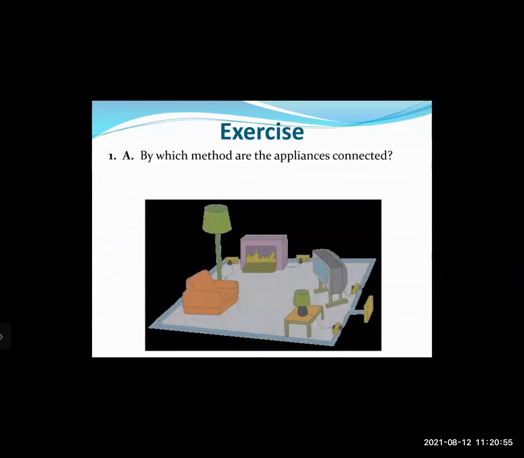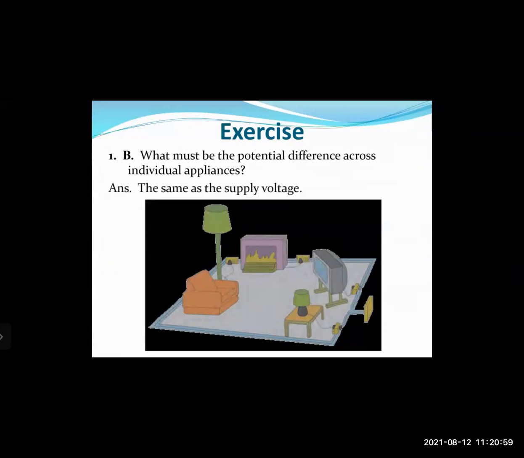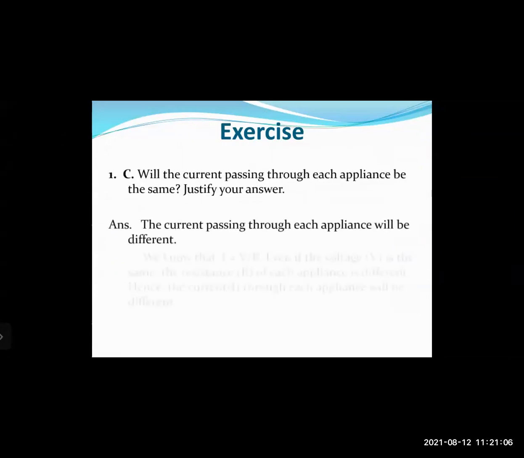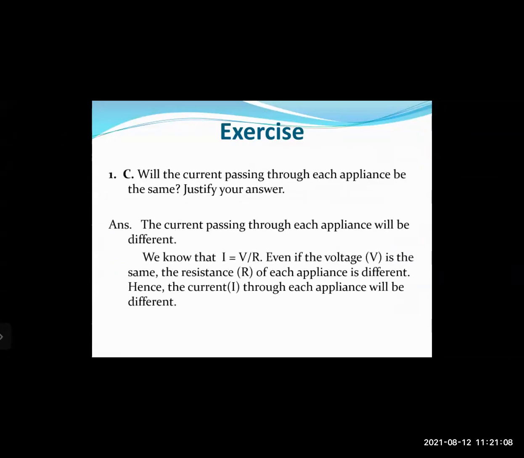By which method are the appliances connected? By a parallel combination, right? The second one, what must be the potential difference across individual appliances? Same as the supply voltage. Then, will the current flowing through each appliance be the same? Justify. Yes, the current passing through each appliance will be different.